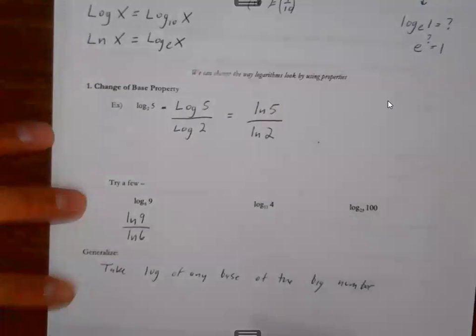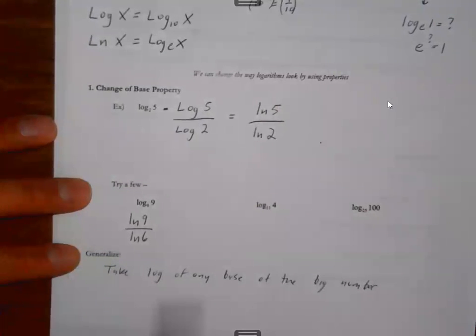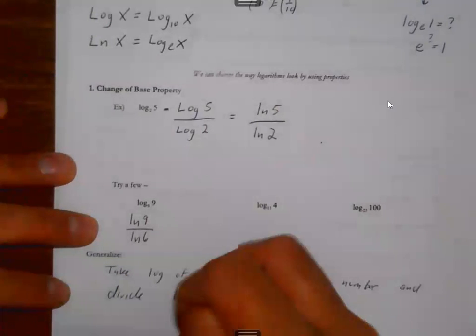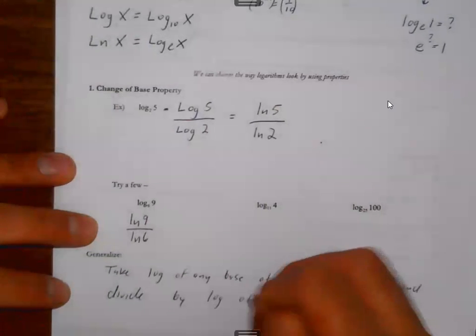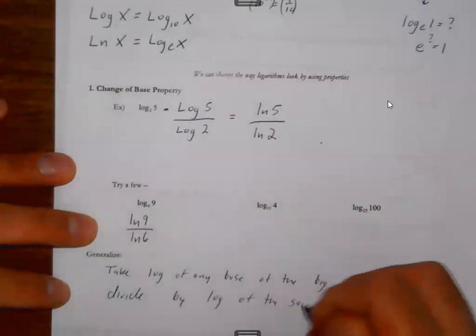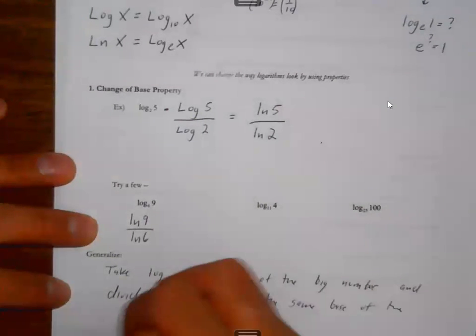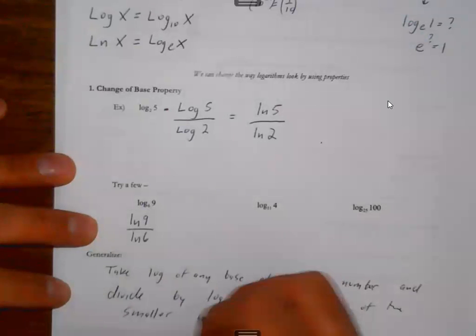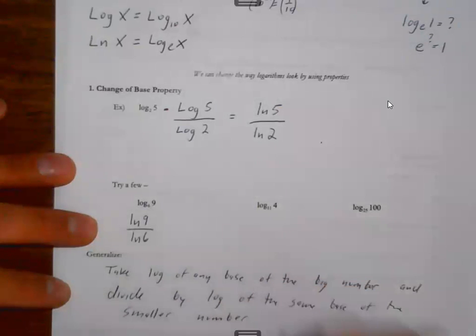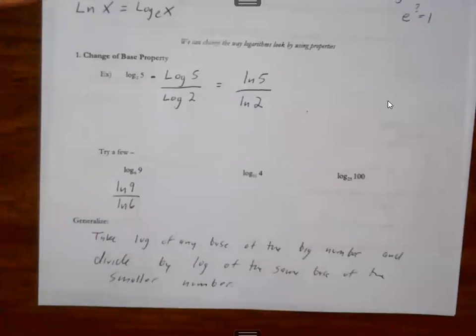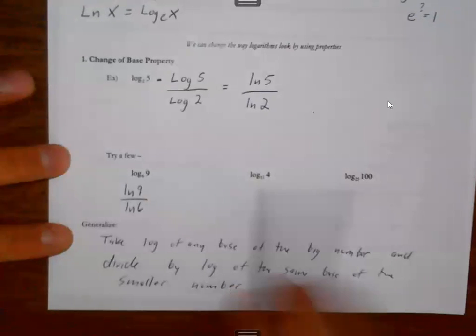The sink's hungry. Take log of any base of the big number and divide by log of the same base of the smaller number. That's how I would generalize it. So take a minute, first try to compose yourself after that incident, and then just rewrite these two using the change of base formula.